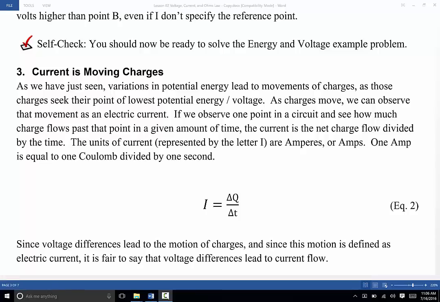Welcome back. Hopefully that example went pretty well for you, and now it's time to talk a little bit about current. We saw in the previous discussion that electrons move from place to place based on their potential energy, or if we think about it even more closely, based on where the other electrons are, where there is an abundance of electrons or an absence of electrons, therefore sort of an abundance of protons. That motion is known as current.